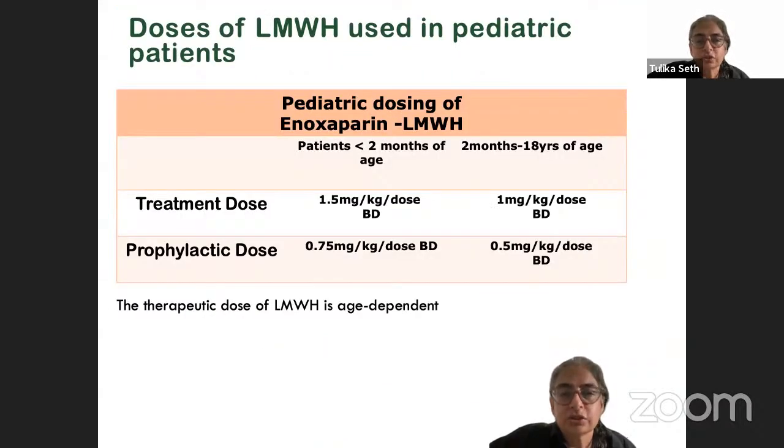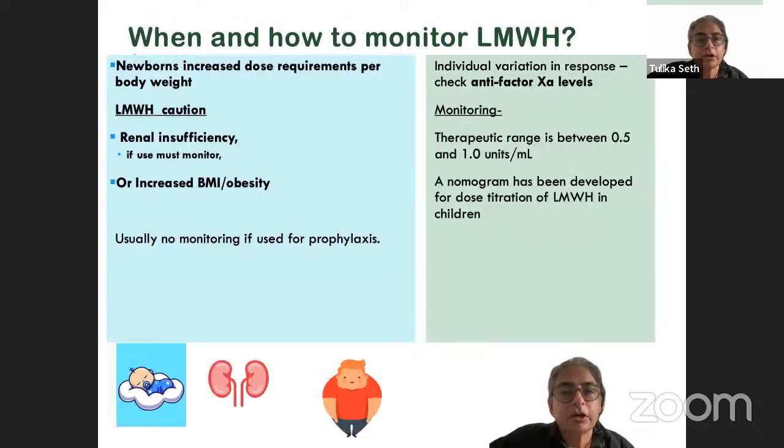And these are the doses of low molecular weight heparin that we give. If we're using it for treatment, it's 1.5 milligrams per kilo per dose, and it's given twice a day. In those less than 2 months old, it's 1.5 milligrams per kilo; between 2 months and 18 years, it's 1 milligram per kilo per dose twice a day, which is similar to the adult dosing. And in the newborn period, again, the prophylactic dose is a little bit higher than the prophylactic dose we use in older children and in adults.